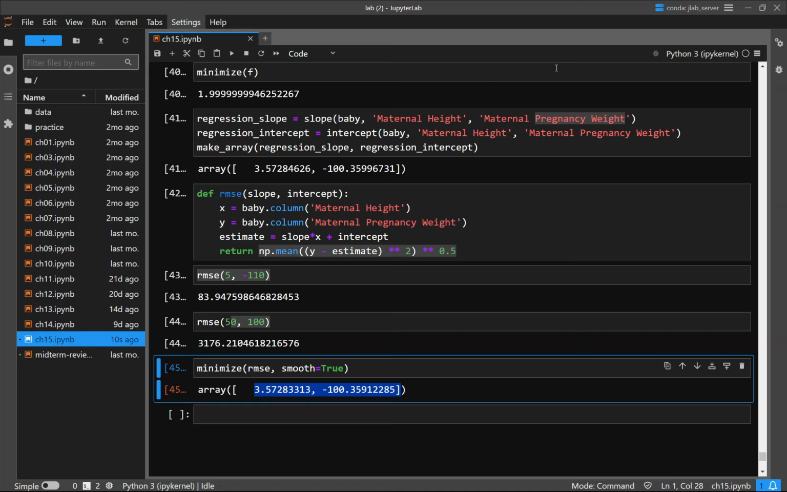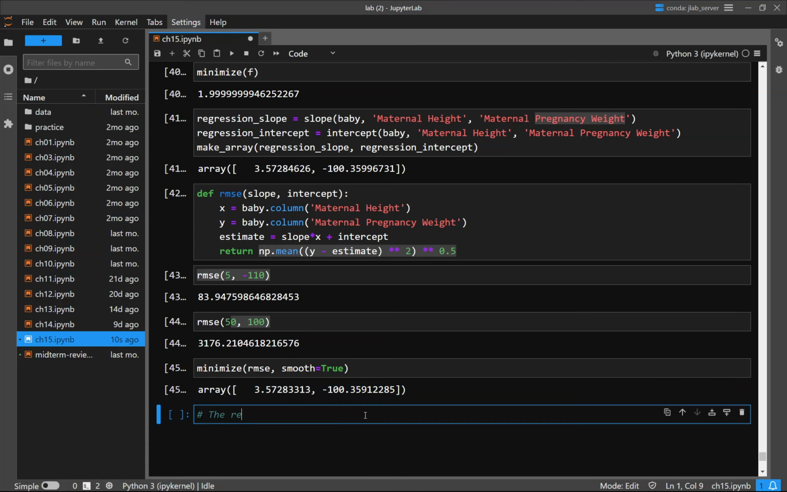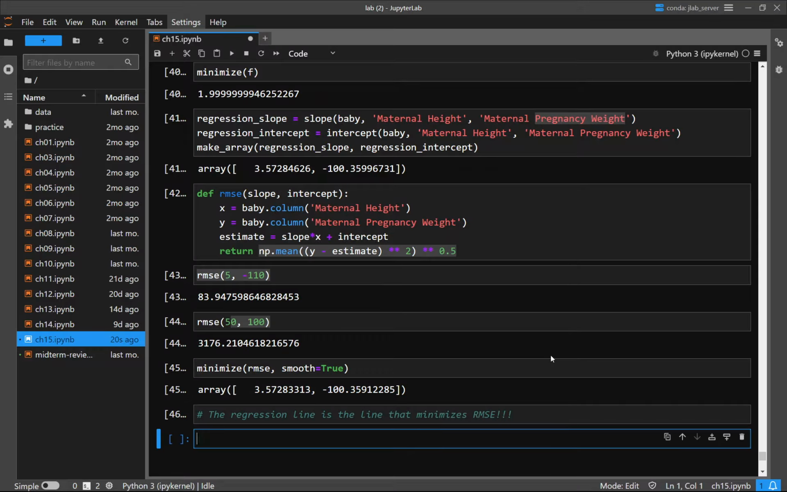Does that kind of make sense? That's proven it to us. That's wonderful. So, moral of the story, the regression line is the line that minimizes root mean square error. That is lovely and wonderful. Okay? So yeah. Any questions about that? That's a fun one. I like that a lot.